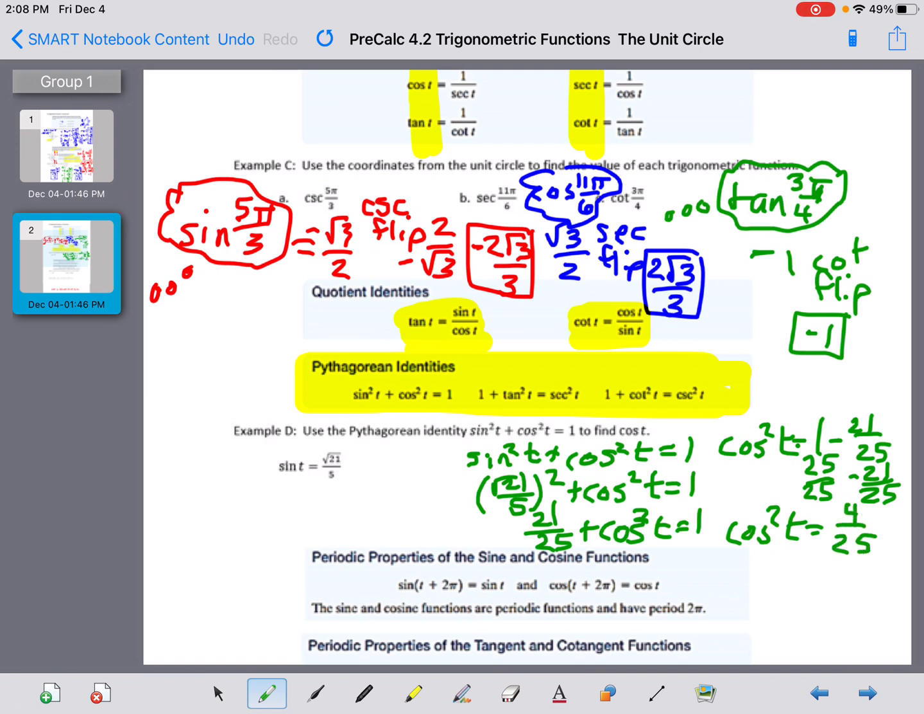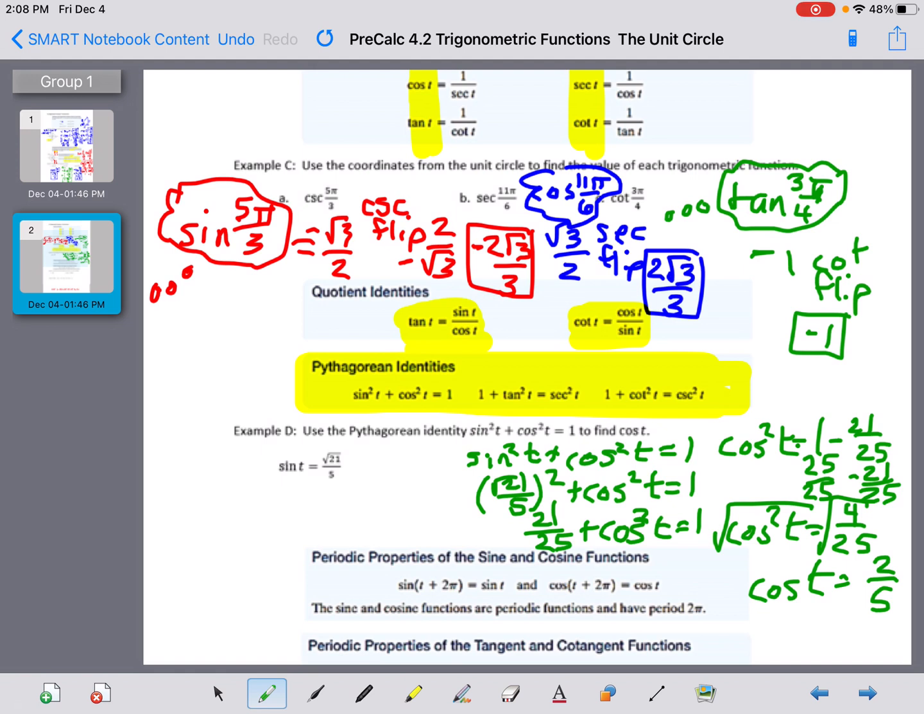I'm looking for cosine t. I have cosine squared t, so it's squared. How do I get rid of the square? I take the square root. So it looks like my cosine t is going to be 2 over 5. Okay? Makes sense? That's how I use my identity.